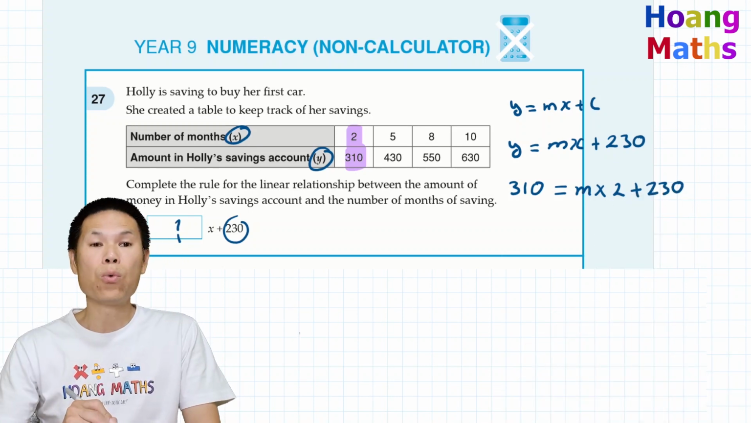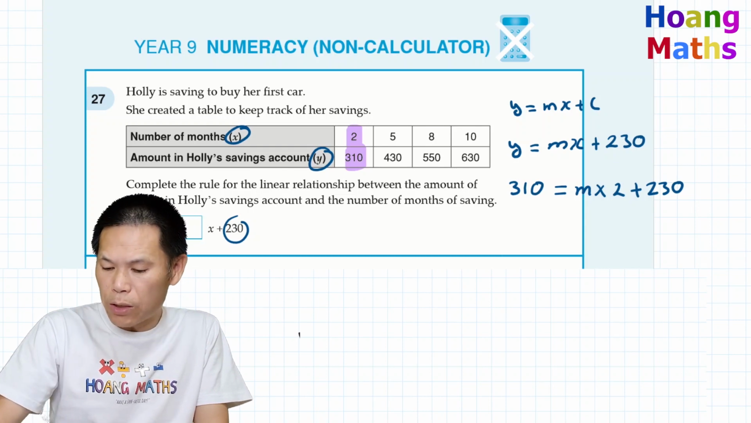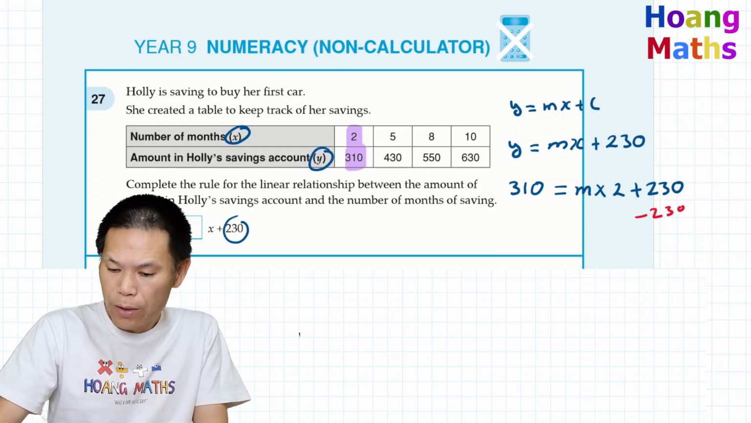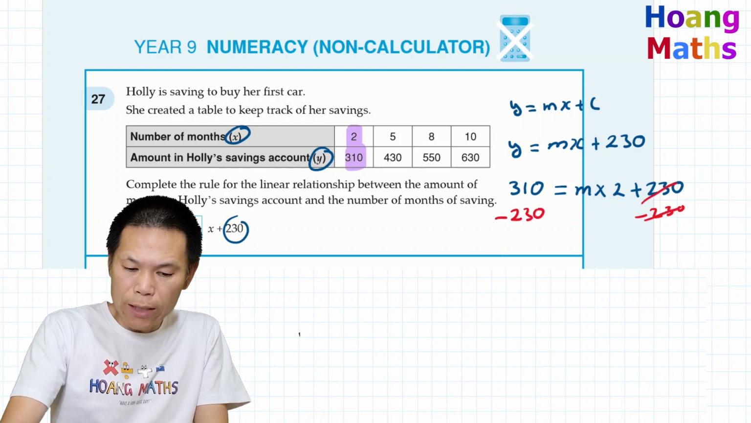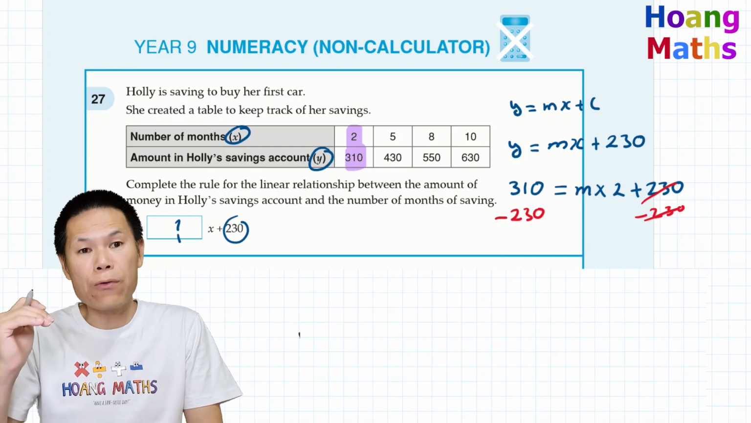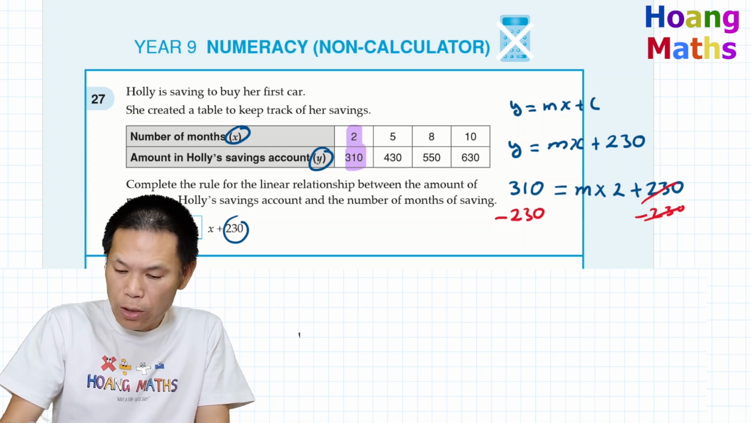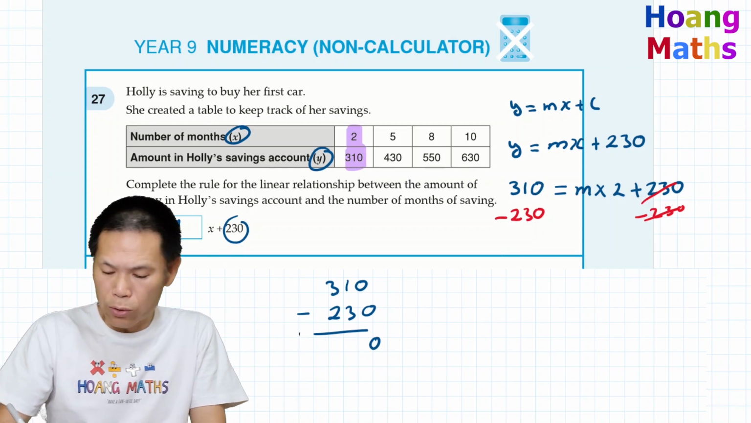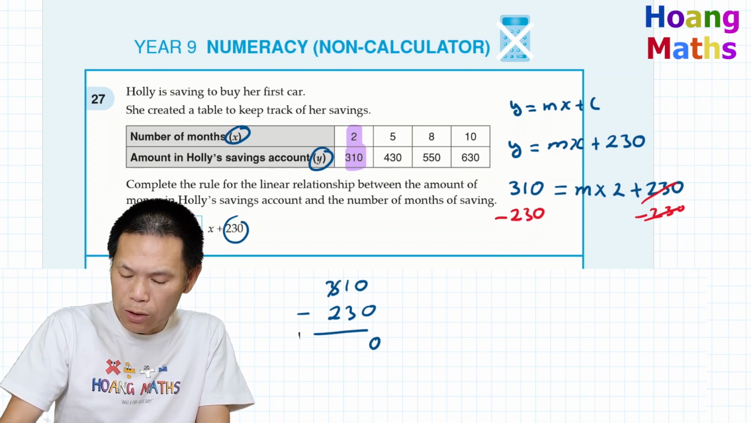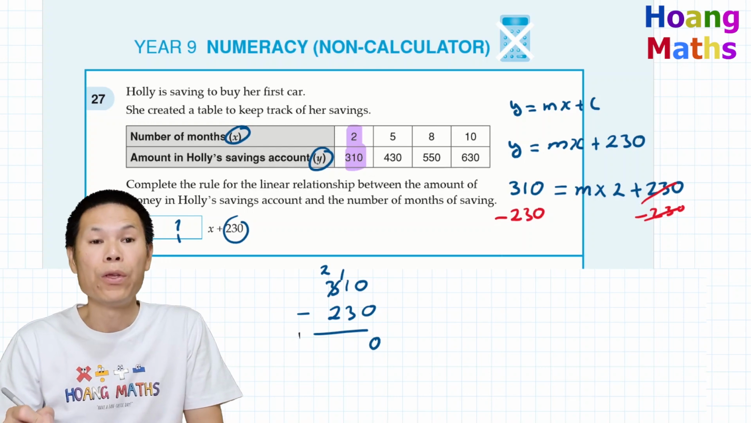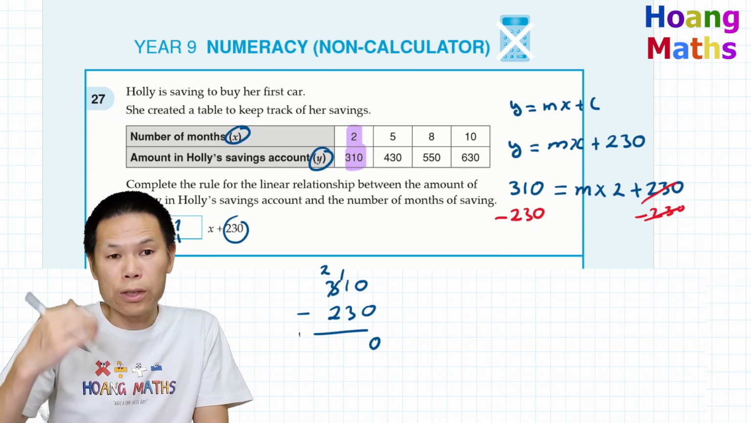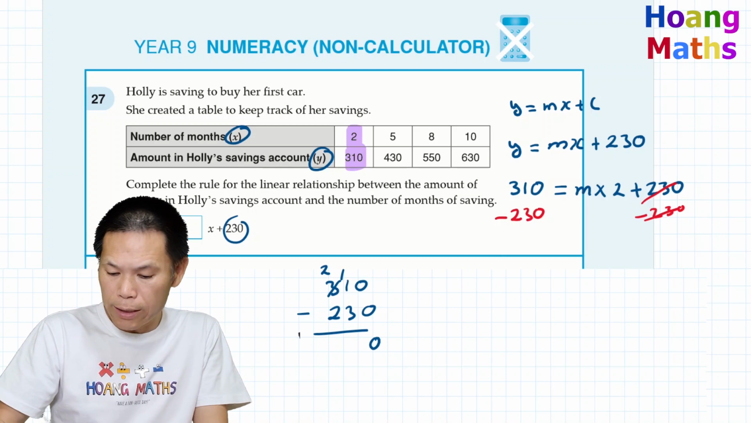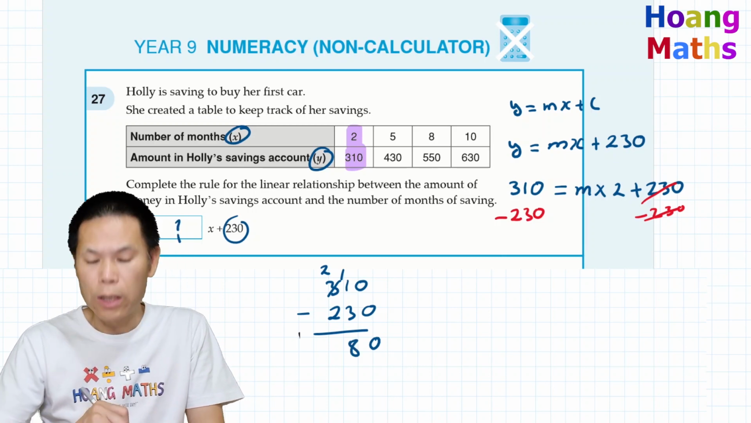To work this out, we need to get rid of this 230. So we minus 230 on both sides, so that cancels out. On the left hand side, we have 310 minus 230. Let me quickly work on here. 310 minus 230. 0 minus 0 is 0. We borrow 10 from here, so that becomes 2, that becomes 11. So 11 minus 3 is 8, and then 2 minus 2 is 0.